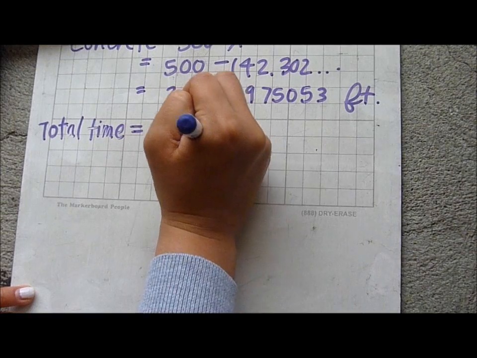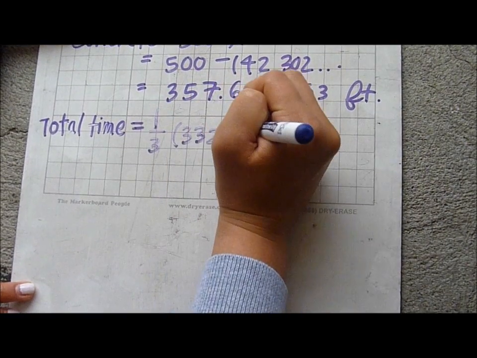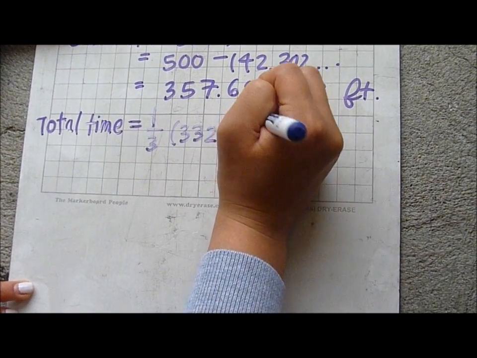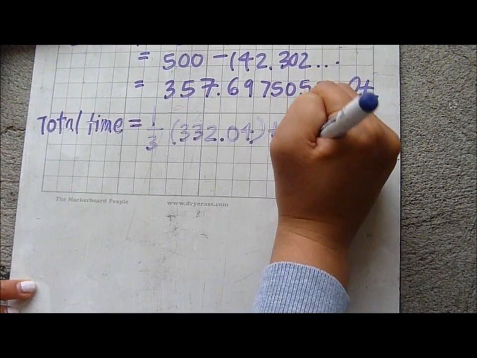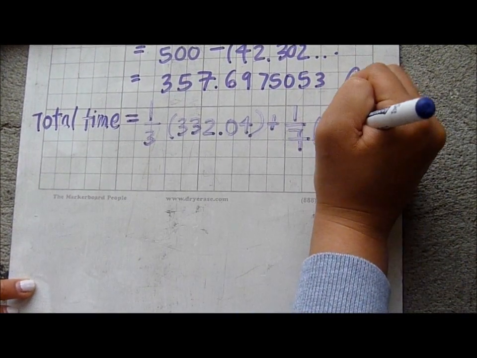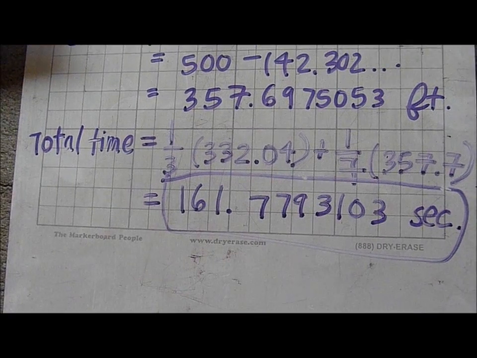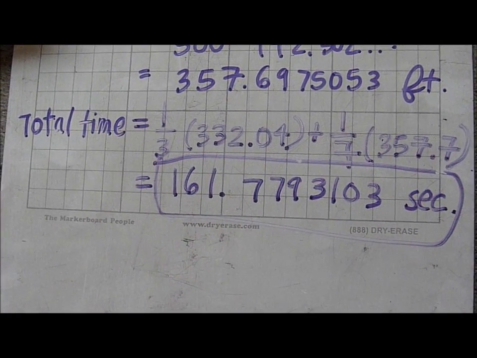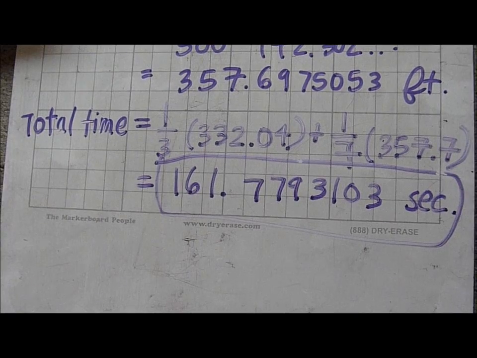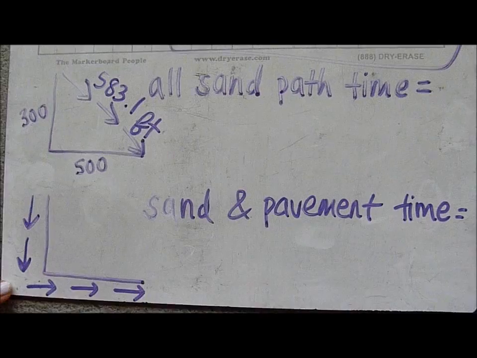To find the total time it takes for us to get back to our car, we divide the sand distance by the rate, which is 3 feet per second, and add that to the concrete distance divided by the rate, which is 7 feet per second. It takes approximately 161.8 seconds for us to get back to our car.